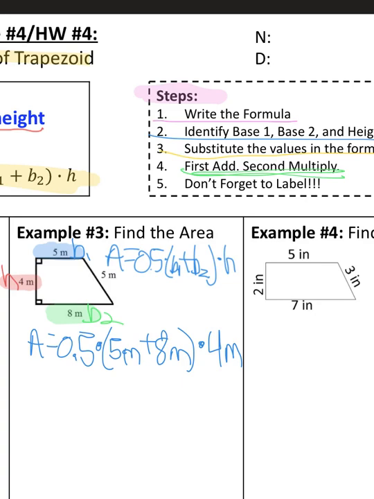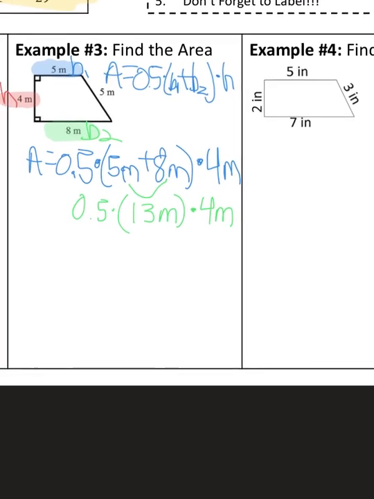We got to add first following PEMDAS. So 5 meters plus 8, which will give us 13 meters. We need to bring everything down. We're going to do times 4 meters times 0.5. So we added first. And now we're going to go ahead and multiply.